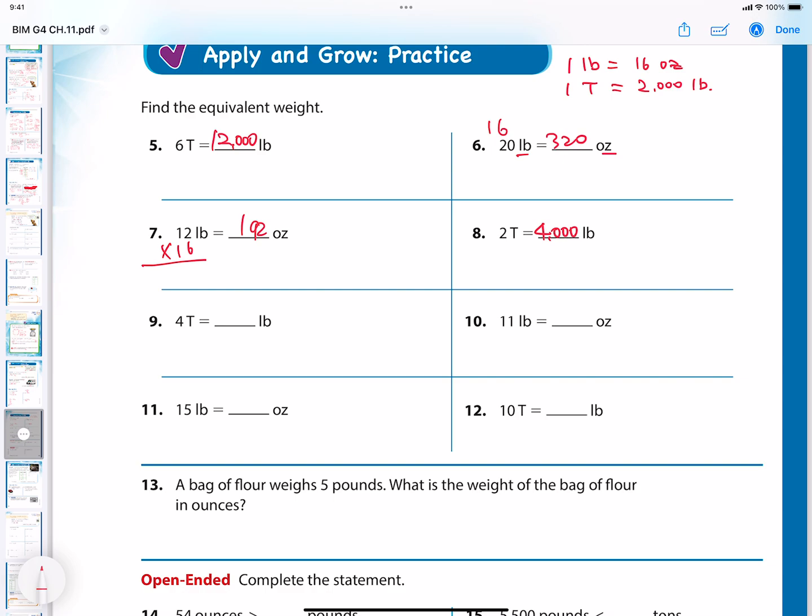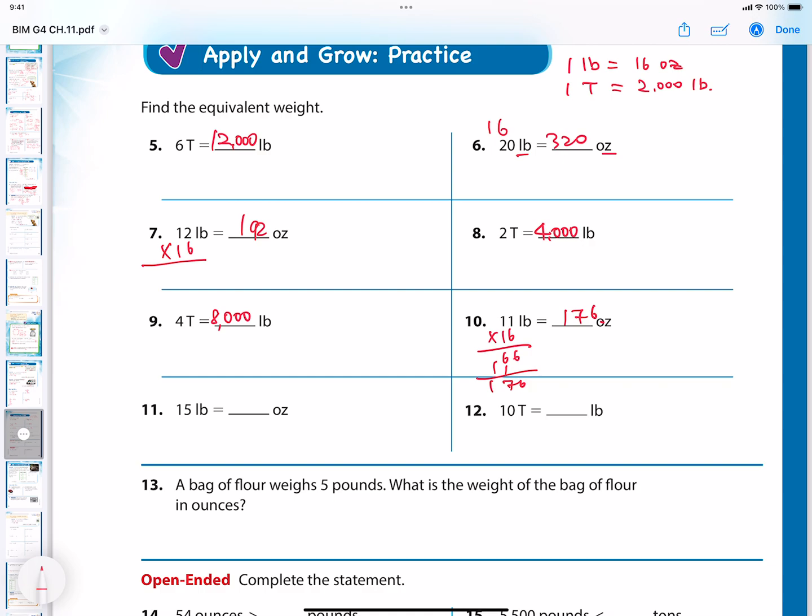And then 4 tons to pounds, 4 times 2 is 8, and 3 more zeros. Pounds to ounces, times 16, right? And 6, 1, 1, so 176.